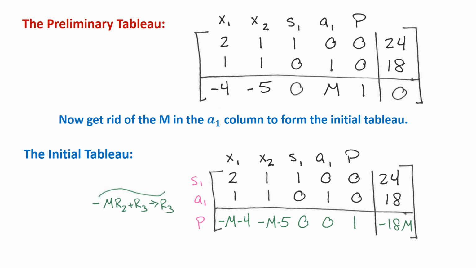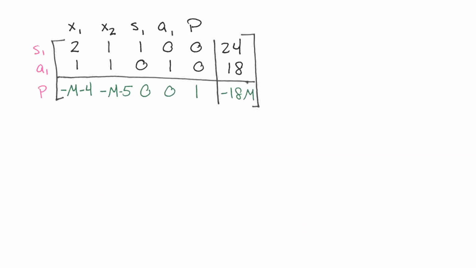So let's apply the simplex method. Between negative m minus 4 and negative m minus 5, negative m minus 5 is the most negative. Because that occurs in column 2, it is the pivot column, so x2 is the entering variable. Because all of the elements in that column are positive except for that last one, we're going to compare the quotients to choose the pivot row.